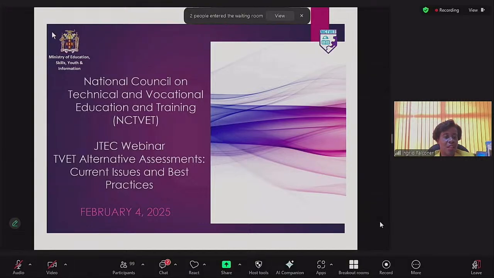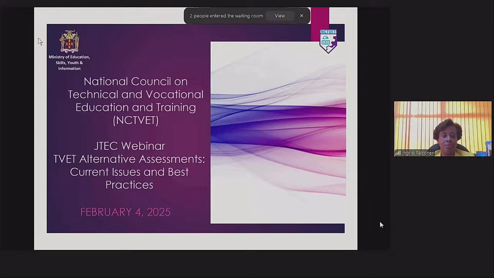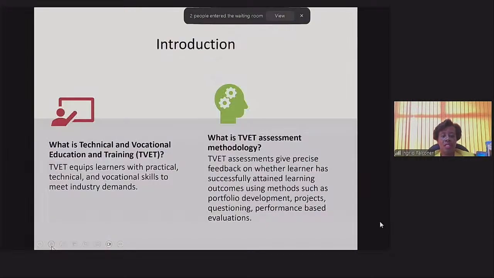I'll be presenting today on TVET alternative assessments, current issues, and best practices. Now, let's look at what TVET is. TVET equips learners with practical, technical, and vocational skills to meet industry demands.